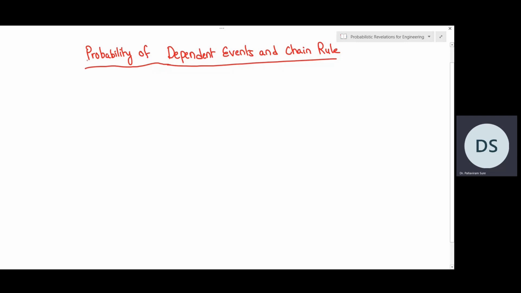In this video, we will discuss probability of dependent events and a chain rule. So let us say there are two events A comma B, and these two events are dependent events. In such a case, we write the joint probability, that is probability of A intersection B, as probability of A given B multiplied by probability of B.